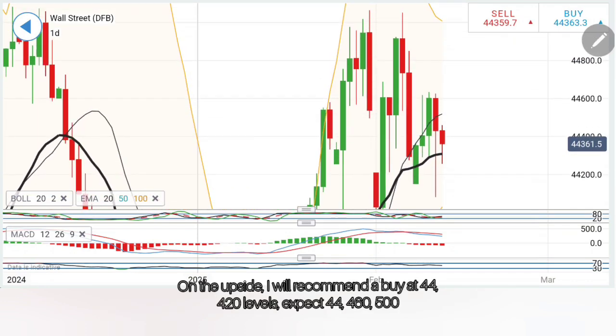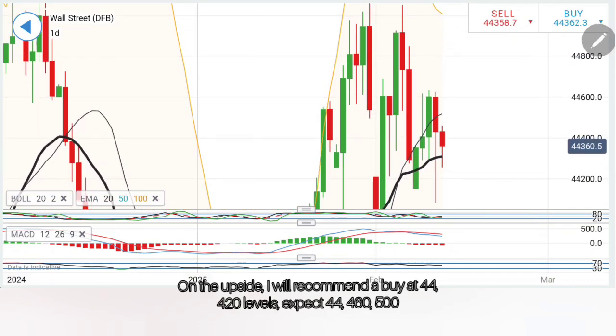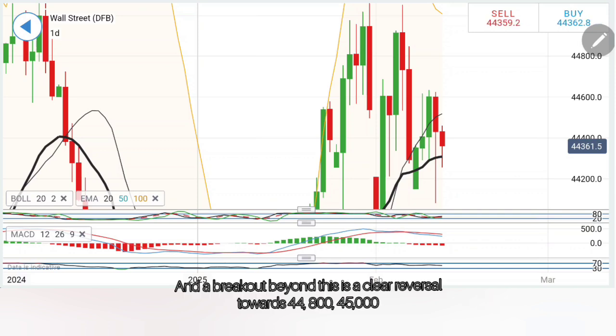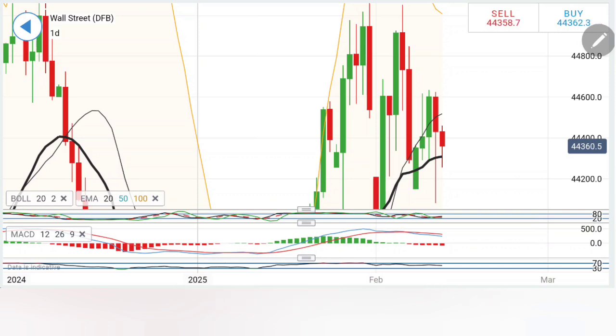On the upside, I will recommend a buy at 44,420 levels, expect 44,460, 500. Then if it trades above 44,500, more bullishness should prevail. Then you can expect 44,600, 650. And a breakout beyond this is a clear reversal towards 44,800, 45,000. Though I'm not in support of this, but you have to follow the trend. Take your positions, take your trades accordingly.